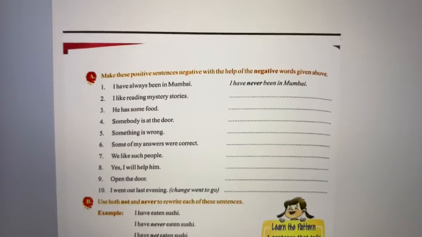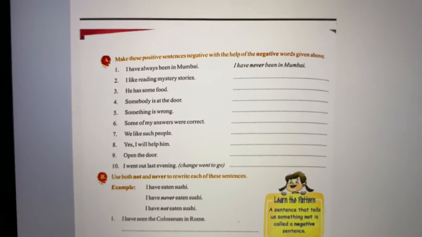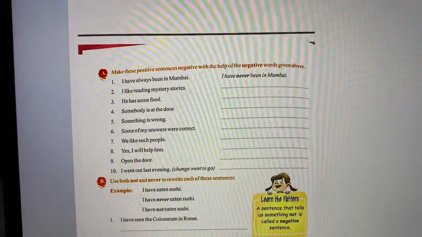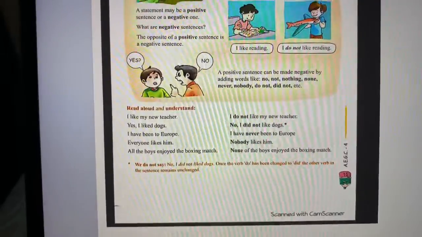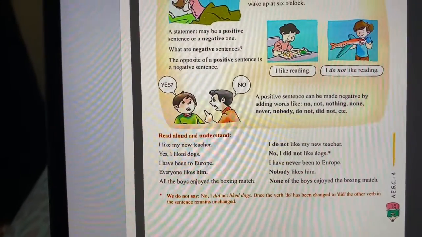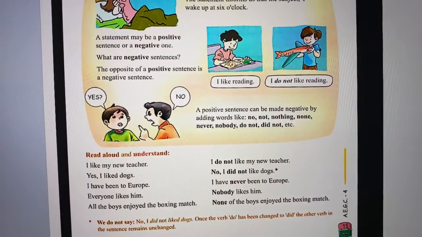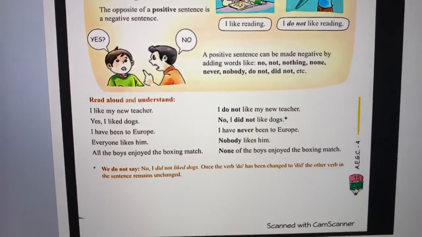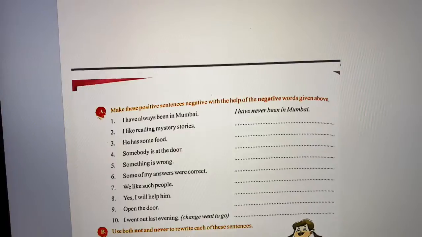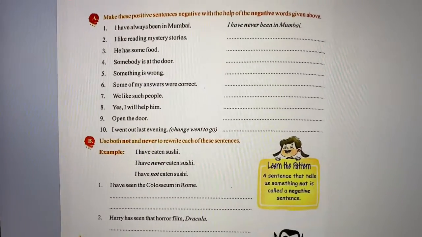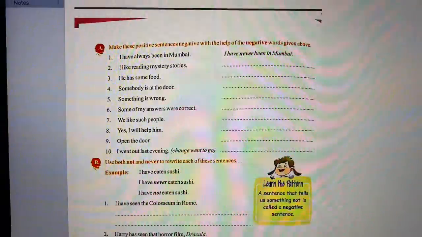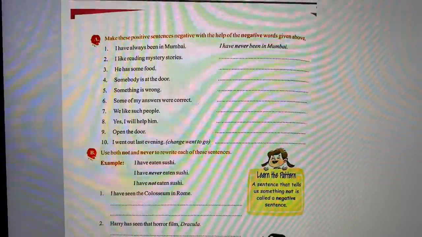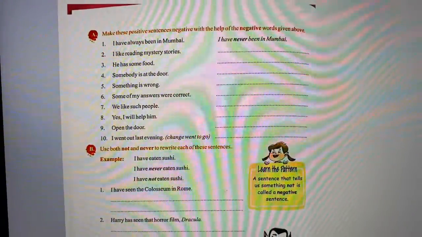The next page. And we have, make these positive sentences negative with the help of negative words given above. So these words in the exercise which were given above, like no, not, nothing, none, never, nobody, do not, did not, etc. And also the ones given below, right? You have to use all of these in this exercise, okay? So the first one is already done. It says, I have always been in Mumbai. And to turn that to a negative sentence, it becomes, I have never been in Mumbai.